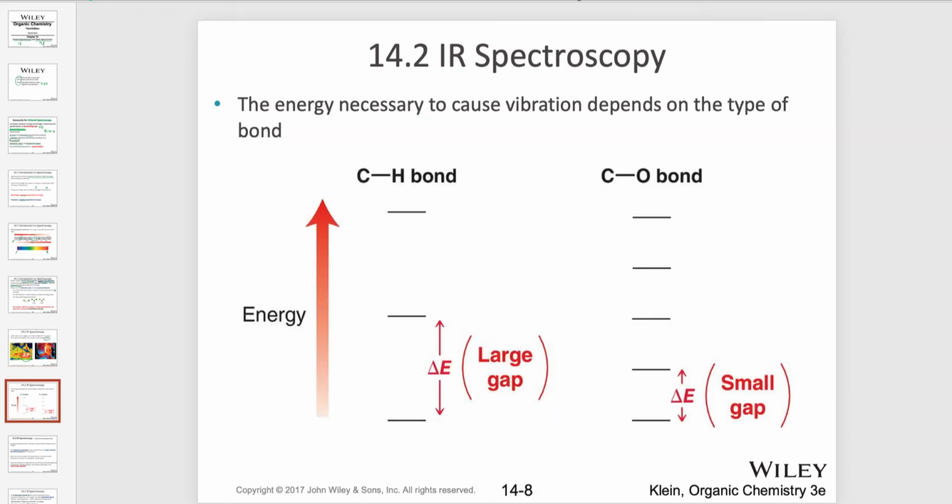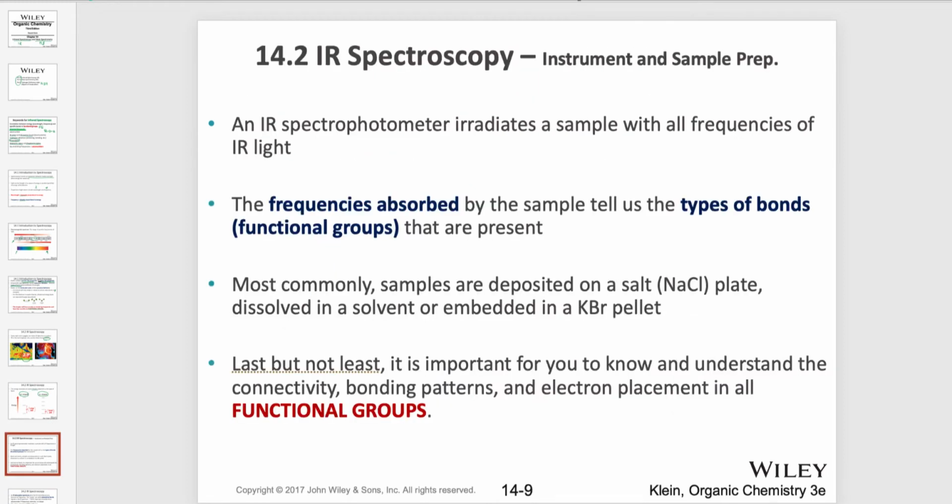Here we have a comparison of two types of bonds. So we are comparing a CH bond, where hydrogen is very electropositive, versus a CO bond, where oxygen is very electronegative. And that has an influence on the vibrations, because we said we have certain spacing of energy levels. So we have a larger gap here and a smaller gap here. What does it mean in practical terms?